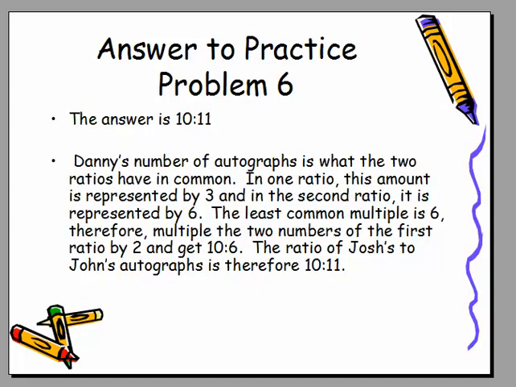The answer to practice problem 6 is 10-11. Danny's number of autographs is what the two ratios have in common. In one ratio, this amount is represented by 3, and in the second ratio, it is represented by 6. The least common multiple is 6, therefore multiply the two numbers of the first ratio by 2 and get 10-6. The ratio of Josh's to John's autographs is therefore 10-11.